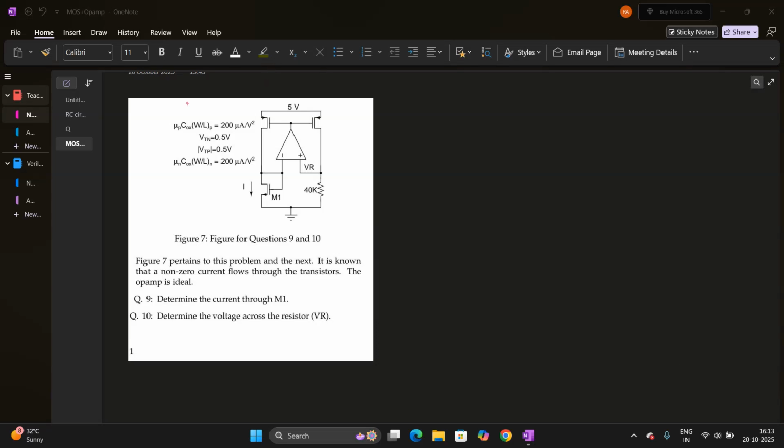Hello guys, so today we are solving this question. First see by yourself and then solve, and come to the solution.